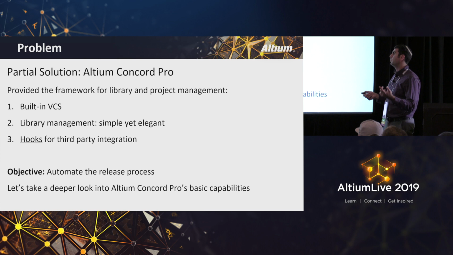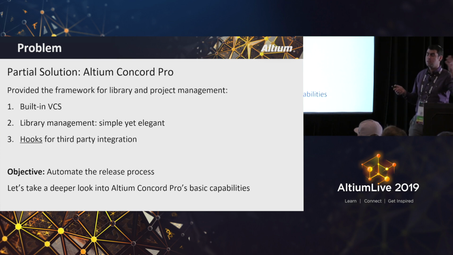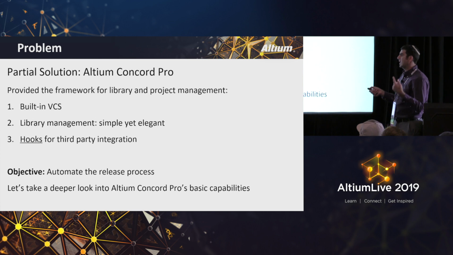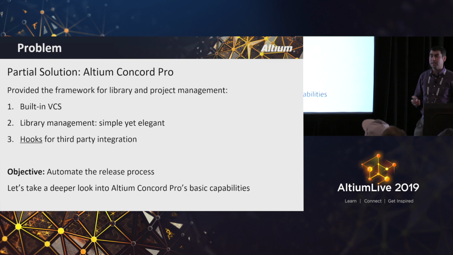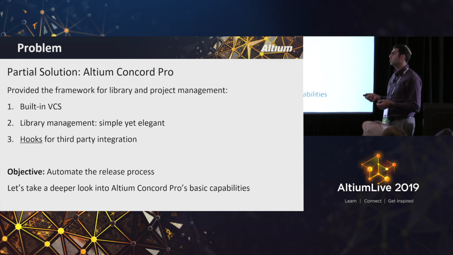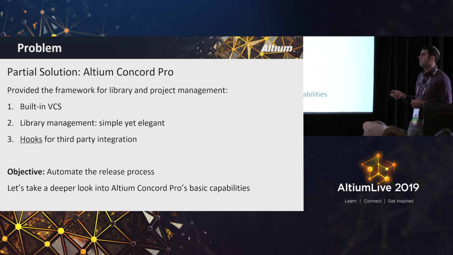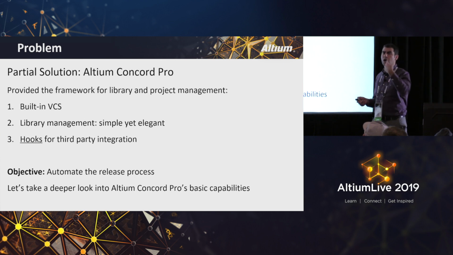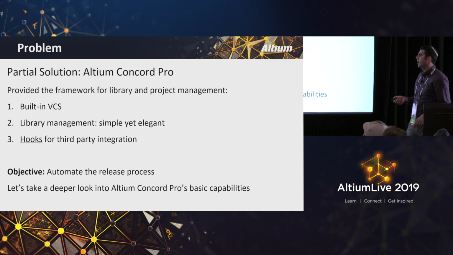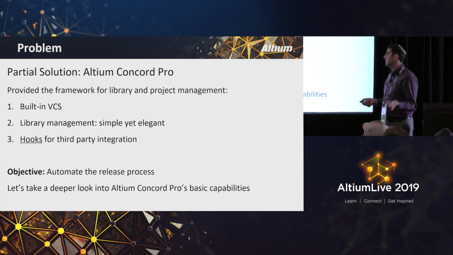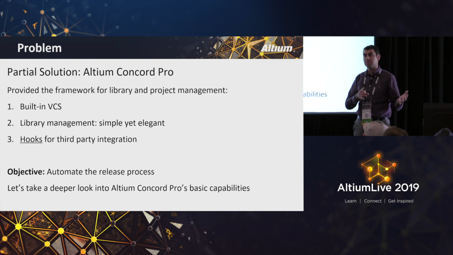So what we found was that when we got, at the time, Nexus, prior to that was the Vault, now it's Concord Pro, it had the built-in version control system. And the library management was pretty simple, but it was fairly sophisticated enough for what we needed to do. And then also, most importantly, we were able to get hooks in for third-party integration. So a lot of the problems we were able to solve using Altium Concord Pro, but we needed a little bit more automation after that. So our objective was to basically take that whole release process and automate it using some of the Atlassian tools.